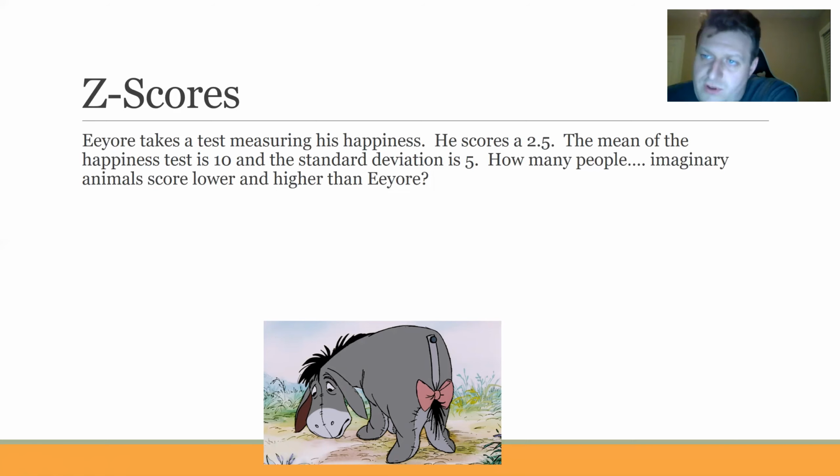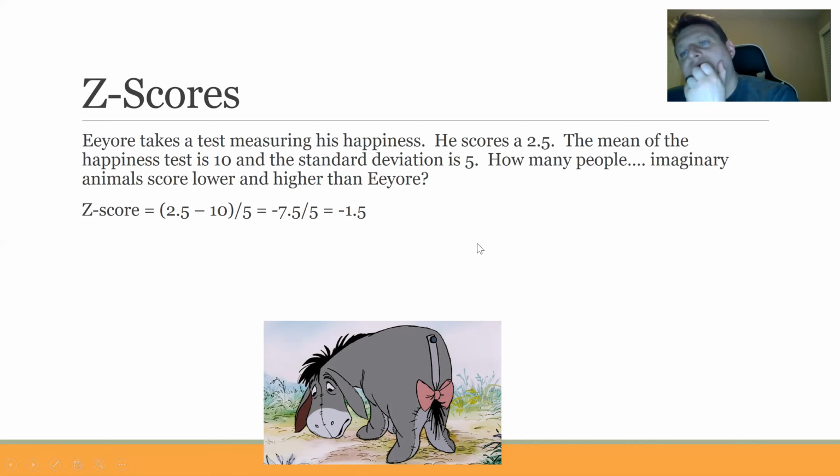So the first step to do one of these problems is to convert the score to a z-score. So we have 2.5, and we're going to subtract the mean of 10 from it. And we're going to divide that by the population standard deviation, which is 5. So 2.5 minus 10 gives us negative 7.5. Negative 7.5 divided by 5 gives us negative 1.5. All right? So now we can go to our table and find out how many imaginary animals score above and below Eeyore on our measure of happiness.